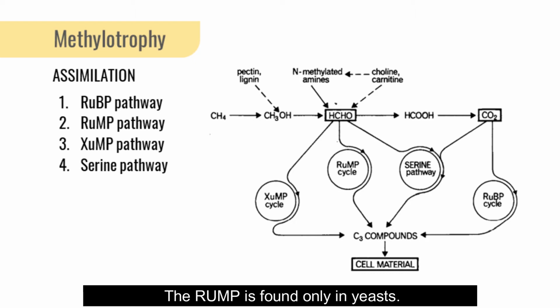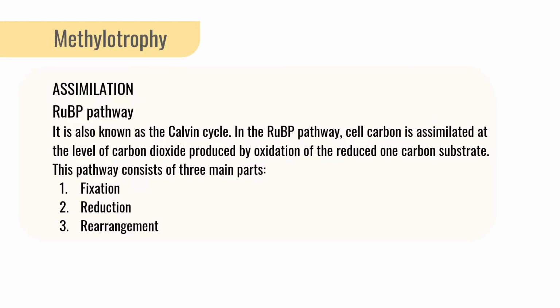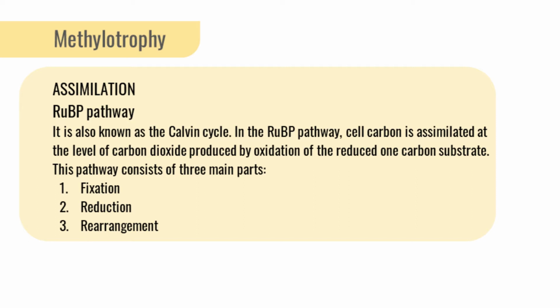The ribulose monophosphate or RuMP cycle is only found in yeasts. The ribulose bisphosphate pathway is also known as the Calvin cycle. In this pathway, cell carbon is assimilated at the level of the carbon dioxide produced by oxidation of the reduced 1-carbon substrate. This pathway consists of 3 main parts: fixation, reduction, and rearrangement.